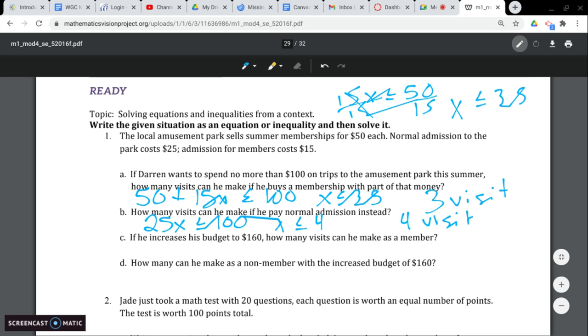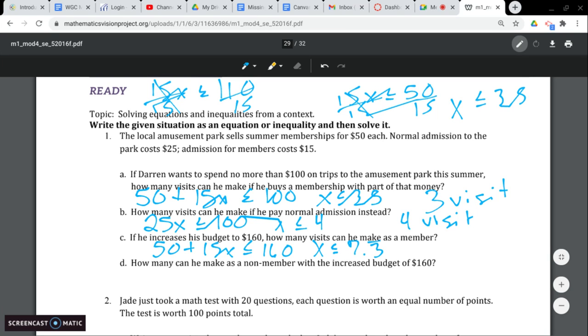For C, if he increases his budget to 160, how many visits can he make as a member? So using the same equation we did before, 50 plus 15x is less than or equal to 160. We subtract 50 away, so we have 15x is less than or equal to 110. Divide by 15. So then x is going to be less than or equal to 7.3 repeating.